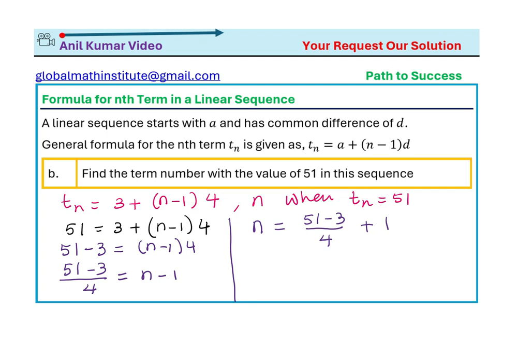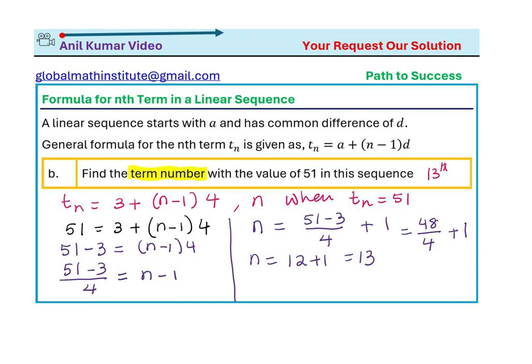Now, it was an easy calculation. I could have done 51 minus 3, which is 48, divided by 4, which is 12, plus 1, 13, right? I purposely did not do it, to show you these steps and how the reverse thing works. So n is equal to 48 divided by 4, which is 12, plus 1, which is 13. So the term number in this particular case is the 13th term. Let me write down here, 13th term.